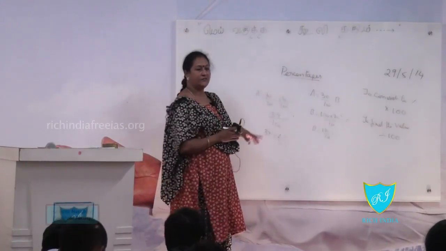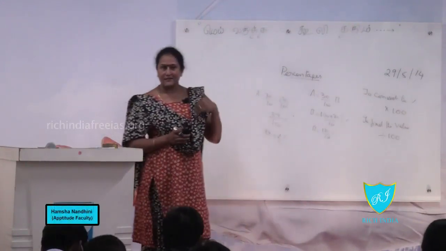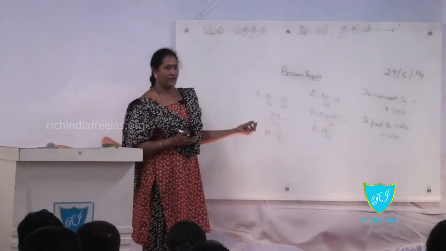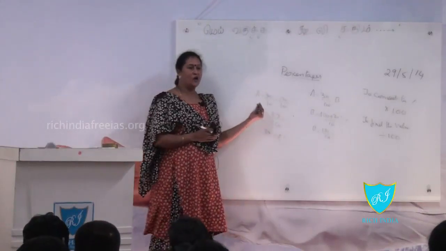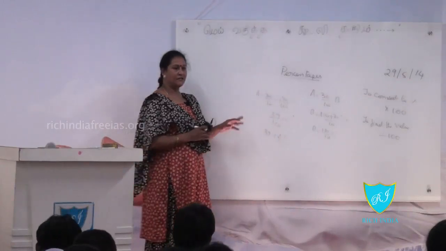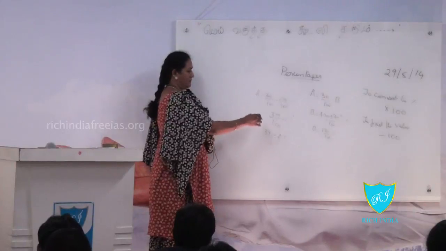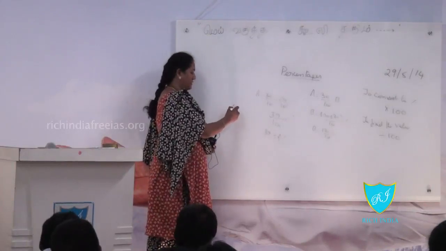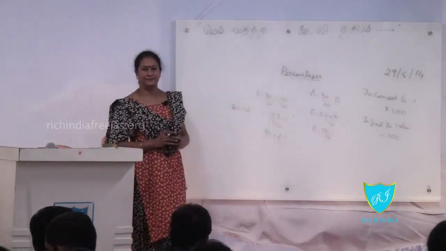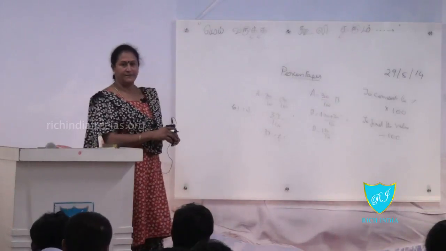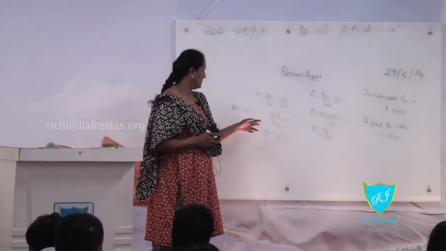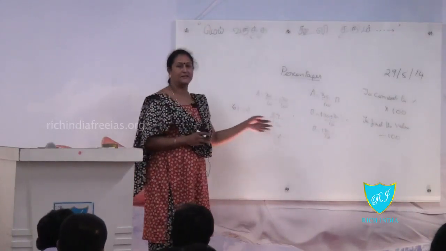Suppose they ask how much A salary is less than C salary. A salary is 39% of C salary. By how much it is less, you subtract this from 100. So A salary is how much less? Subtract 39 from 100, 61% less. So if they ask how much it is less, subtract this value from 100.